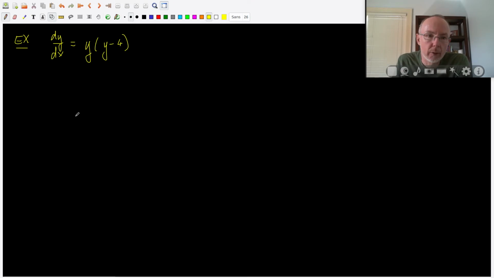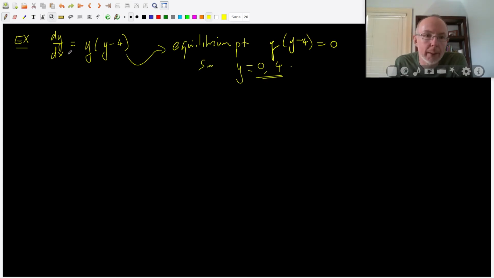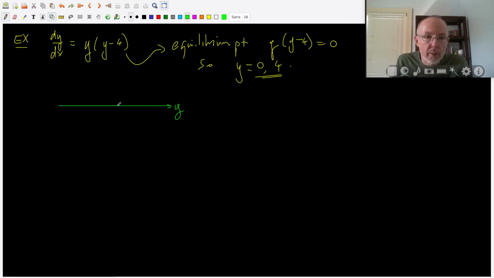So here's our next problem. It involves a quadratic, and we want to find the equilibrium points here, which means setting the derivative equal to 0. The derivative is equal to 0 when y is equal to 0 or y equals 4. So let's have a go at sketching. Here's the y values. I'm going to draw a phase line for dy/dx. And so we've got these two important points on this line, 0 and 4.